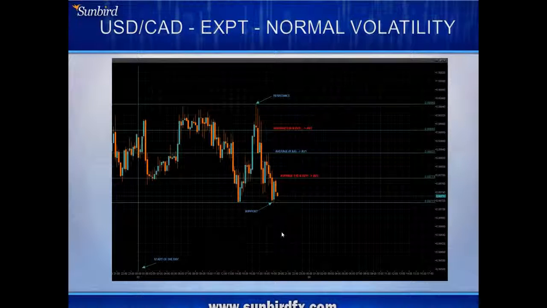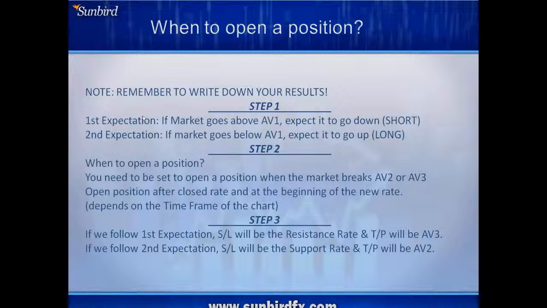Okay, so let's continue. At the moment, what I showed you is our first expectation. What is our first expectation? It's simple. If the market goes above average 1, expect it to go down, meaning expect it to go short. Step 2, when to open a position. I open a position when it breaks through average 2. In this case, it's average 2. If it breaks average 2, get ready to open your trade.